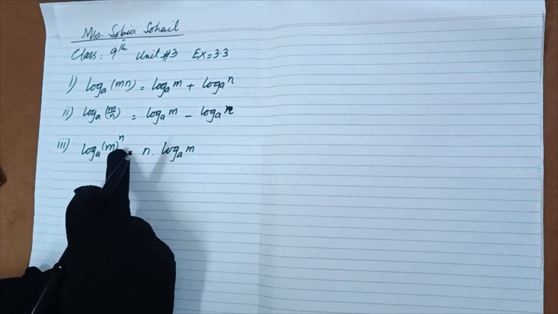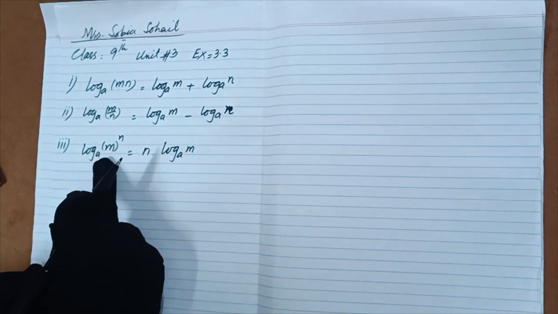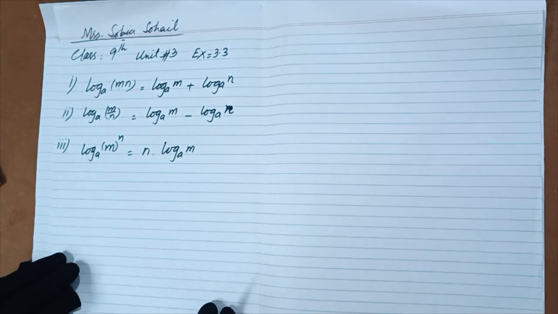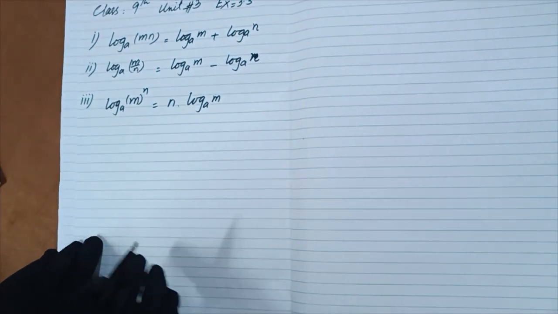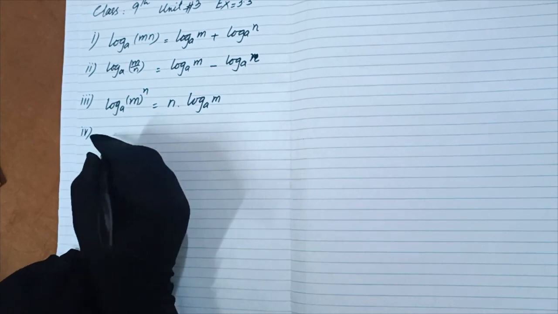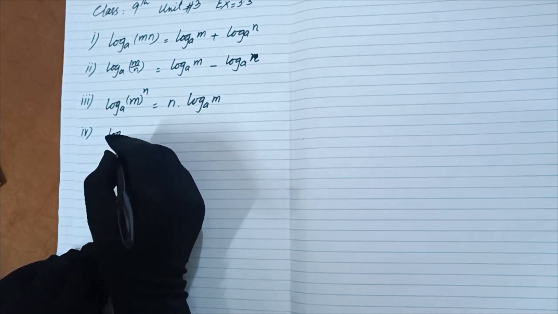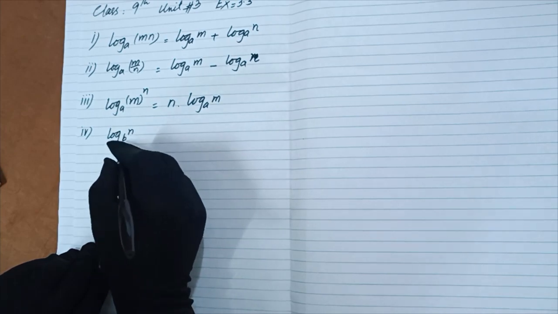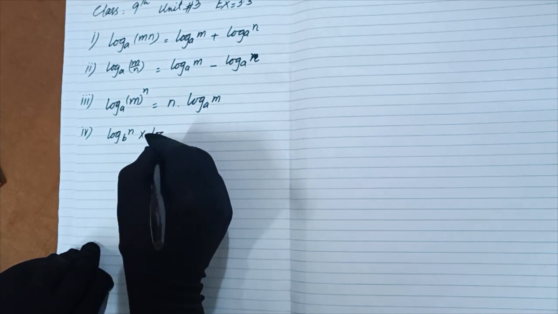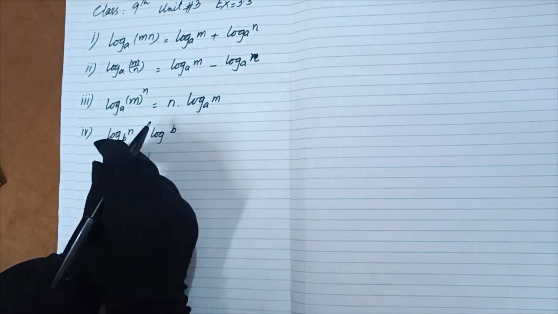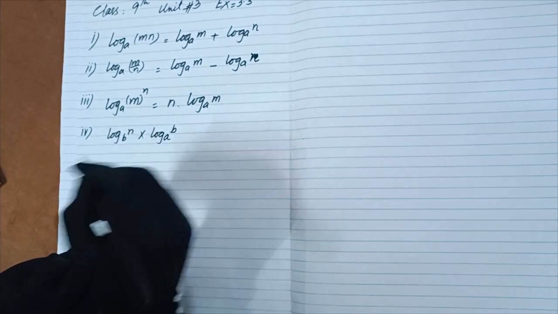Means any power is being taken on a number and you are applying a log on that number, the power will be taken in the start and multiplied with the log of that number. Fourth is change of base formula, like log of any number with a base into log of that number which is here in the base with another base.